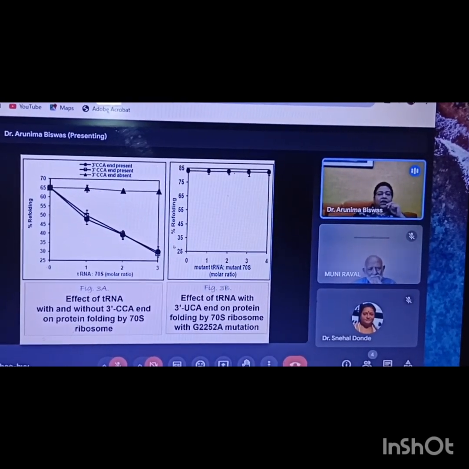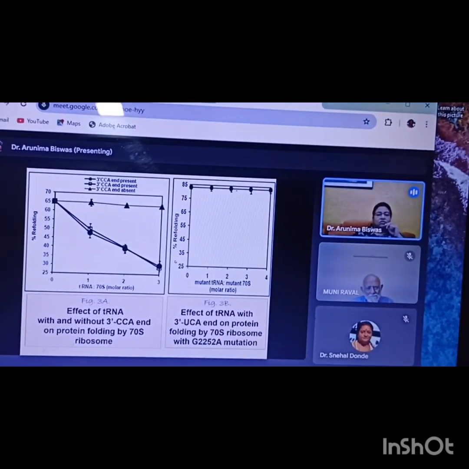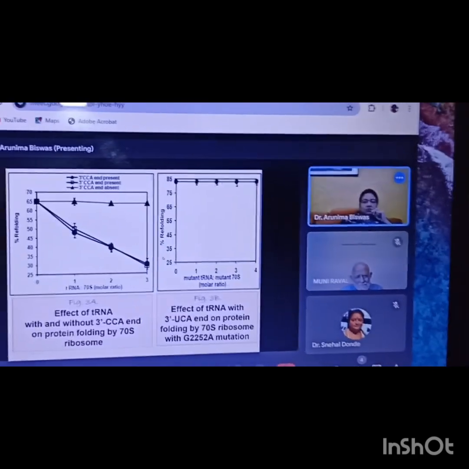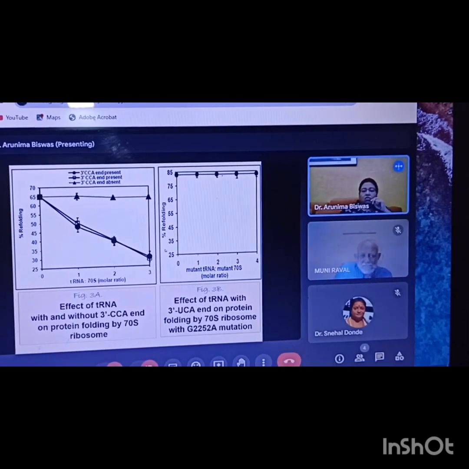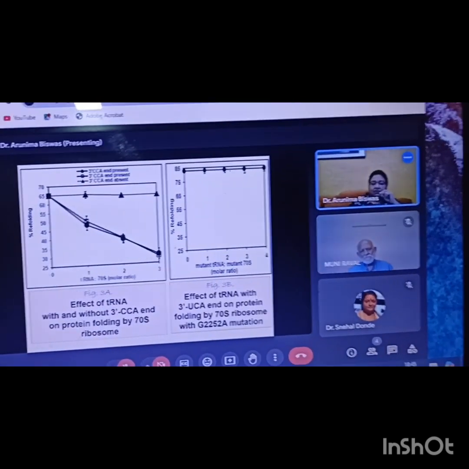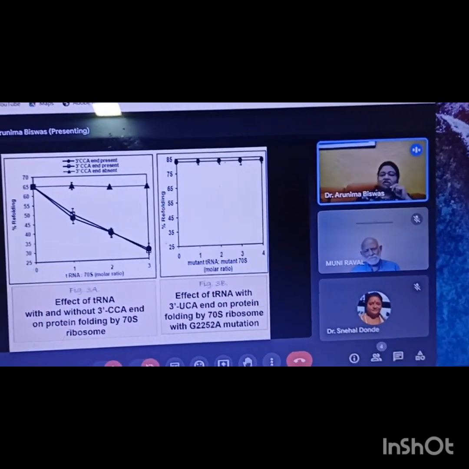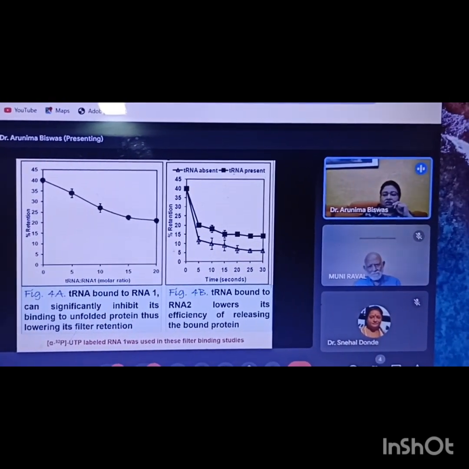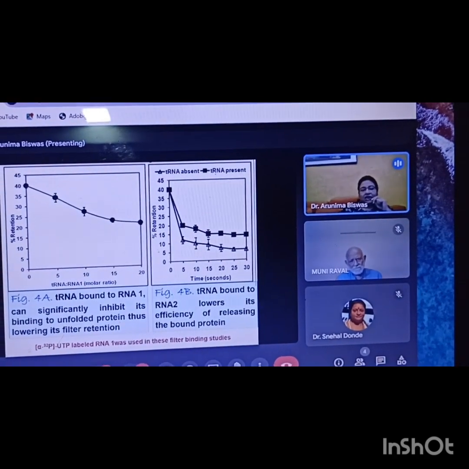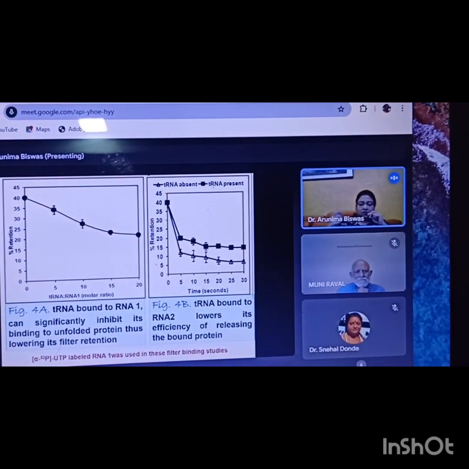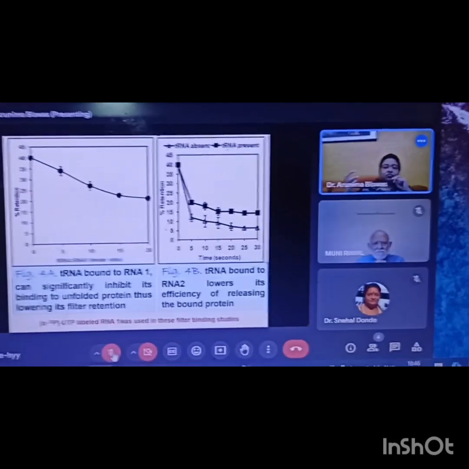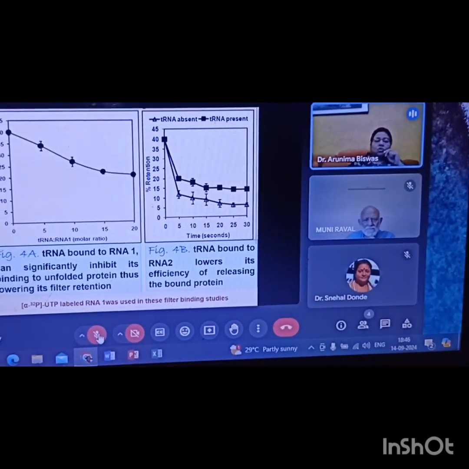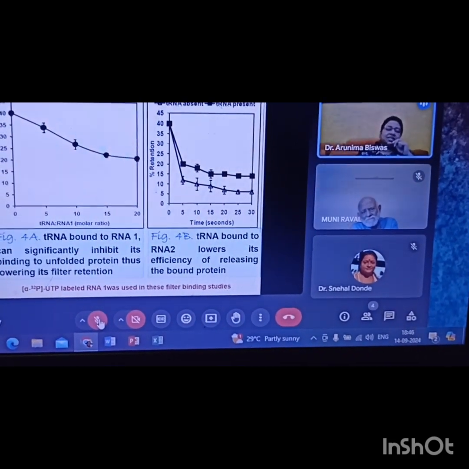And for tRNA to bind to the wild type ribosome, its 3' CCA end is also necessary. If we don't have the 3' CCA end, or if we mutate the 3' CCA to UCA and then add the mutant ribosome, thus neutralizing the effect of the mutation, then again we are getting inhibition. So all this we use to confirm that when tRNA is bound to the PTC of the ribosome, its property of folding the unfolded protein is being hampered. Both the binding of the unfolded protein and the efficiency of releasing the bound protein are affected.